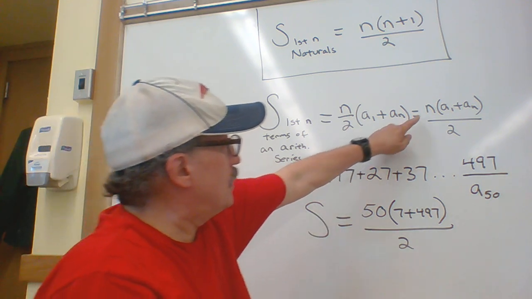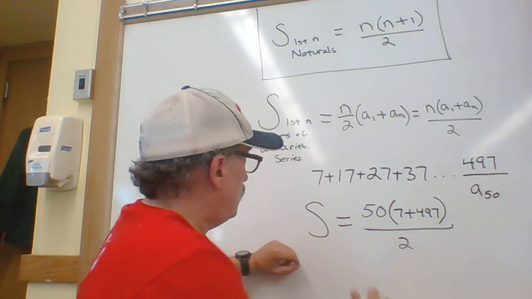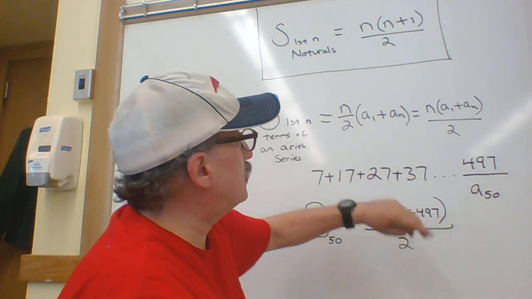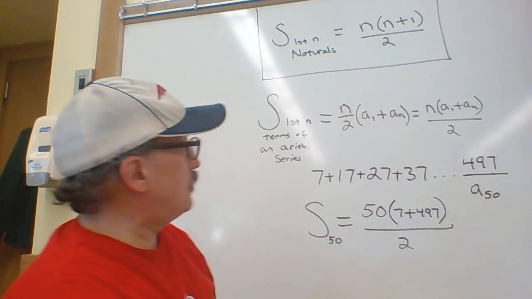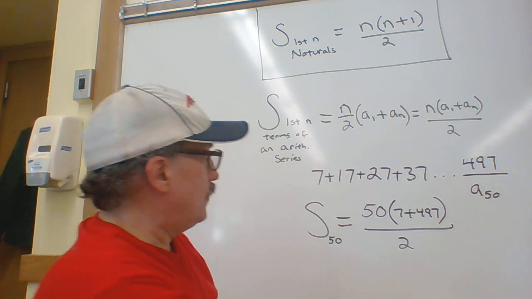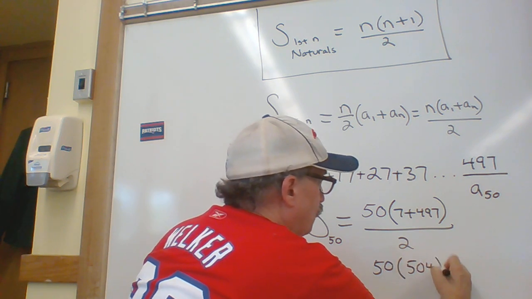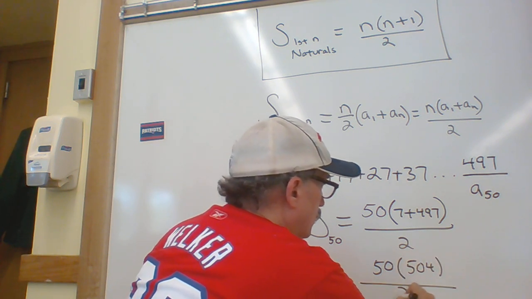This is the formula. N, which is 50, the sum of the first 50 terms of this particular series, times a sub 1 plus a sub n, divided by 2. 50 times 504 over 2.